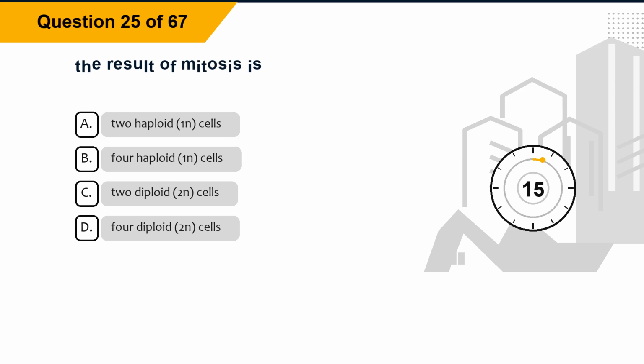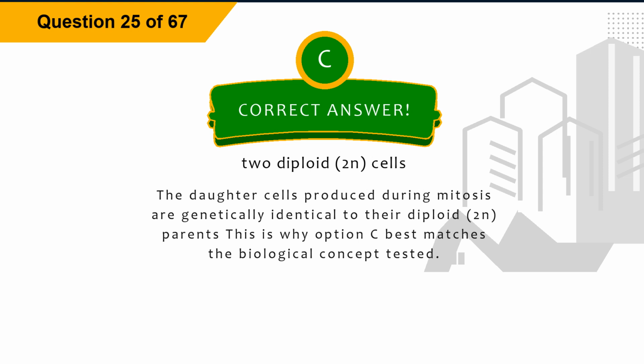Question 25. The result of mitosis is: option A, 2 haploid, 1N, cells. Option B, 4 haploid, 1N, cells. Option C, 2 diploid, 2N, cells. Option D, 4 diploid, 2N, cells. The correct answer is option C, 2 diploid, 2N, cells.